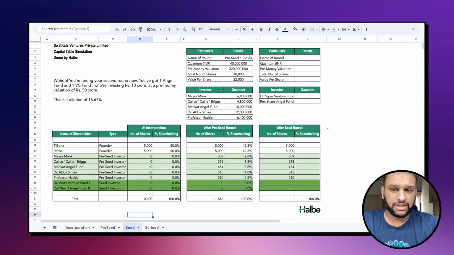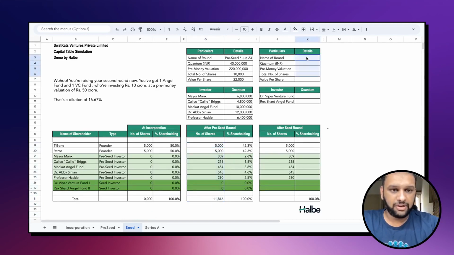All right, moving on now to seed. You've raised your second round of investment. You've got an angel fund and a venture capital fund who are investing about 10 crores at a pre-money valuation of 50 crores. And now this is resulting in a dilution of 16.67%. Now remember, all the number of shares that you had in your pre-seed round is going to remain the same. There is going to be no change in that.